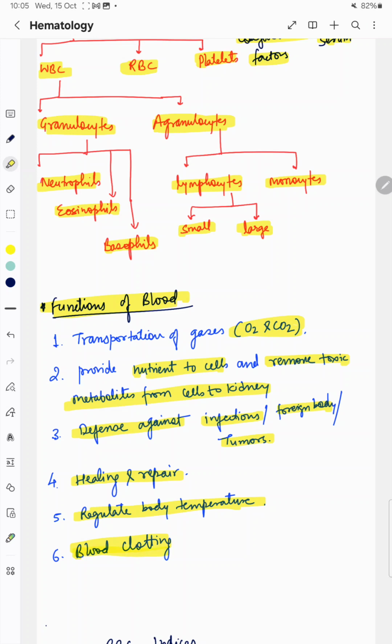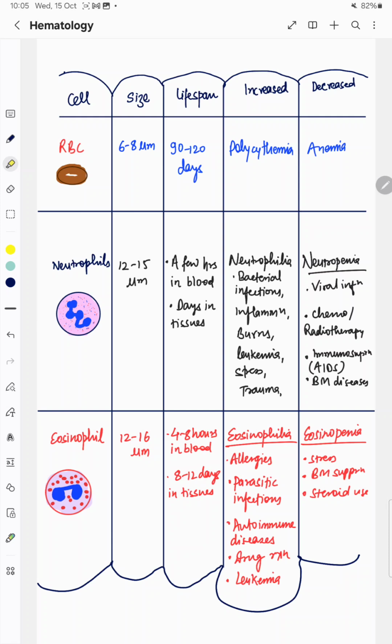Now we will discuss the various blood cells, their basic features and their function. First is RBC, red blood cell, also known as erythrocytes. The size of an erythrocyte is 6 to 8 micron in diameter. Lifespan is 90 to 120 days. When RBC increase, the condition is known as polycythemia. When RBC decrease, the condition is known as anemia. We will discuss RBC separately in a different lecture.